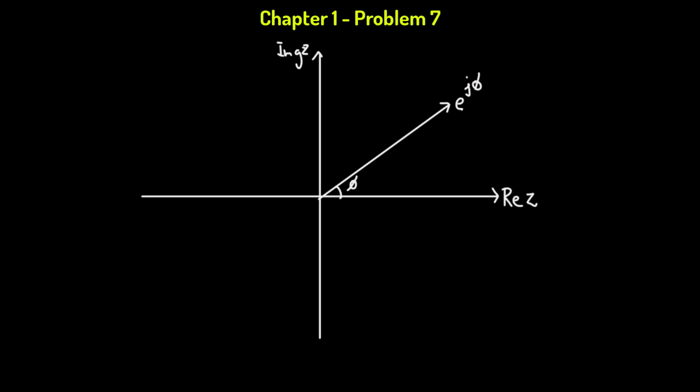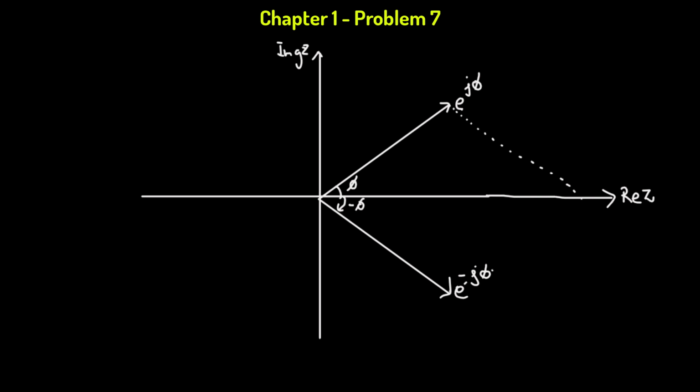Now we also consider the conjugate, which is e raised to the power of negative j phi, and that is just the mirrored image of the e raised to the power of j phi exponential, making an angle of negative phi with the real axis. Then we draw a parallelogram, and that is going to help us find the sum or the resultant of the two complex numbers. So the diagonal, denoted by the pink line, is simply e raised to the power of j phi added to e raised to the power of negative j phi.